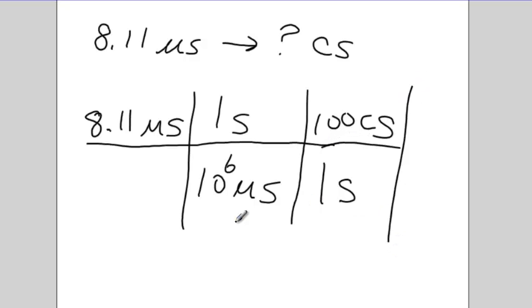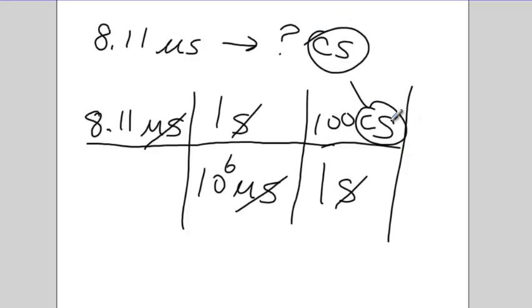Okay, so I've made this a two-step problem. The whole point of dimensional analysis is not to have to go off to the side and do math on the side. You just make it a two-step problem. You know there's 10 to the 6 microseconds in a second. You know there's 100 centiseconds in a second. Just put those down. Once again, you'll notice the units cancel. And I'm left with the unit I want. So I know I did it right. And, in fact, the unit I want is on the top. So that's a good thing.